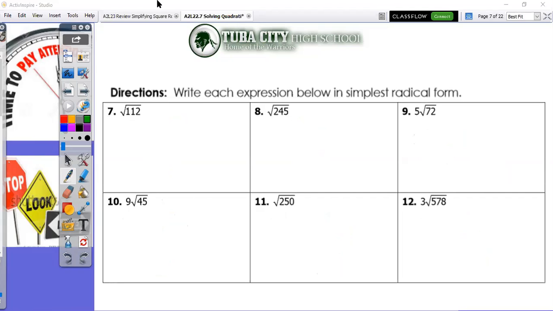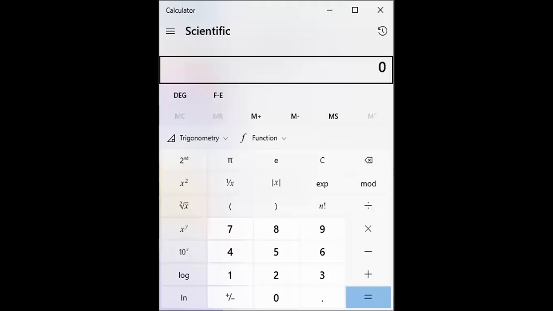So here we have 112. 112 is not a square number. We know that 10 times 10 is 100, and 11 times 11 is 121, and 112 is directly between 100 and 121. So this is not going to be a square number. So we're going to have to find a way to make it into a square number. I'm going to go ahead and switch over to another screen. I'm not too sure how well you can see this.